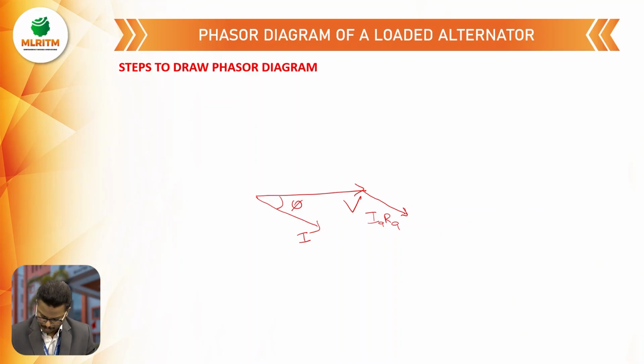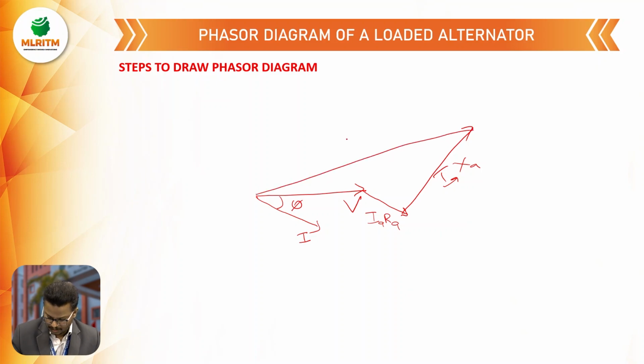So draw a perpendicular line for the IaXa drop. Now the resultant line is nothing but the induced EMF. The resultant of the IaRa drop and IaXa drop is the impedance drop, that is IaZa. So this is the normal basic phasor diagram for lagging.